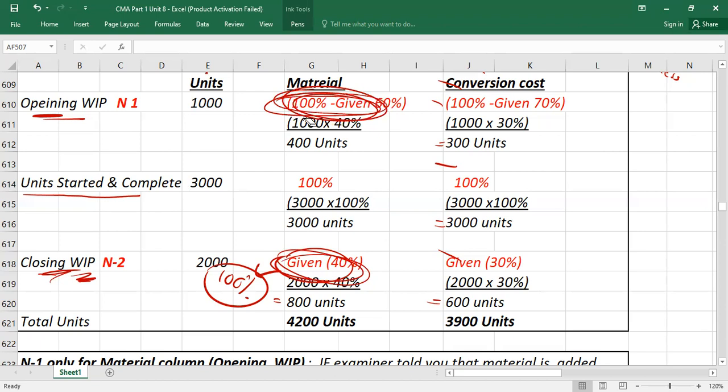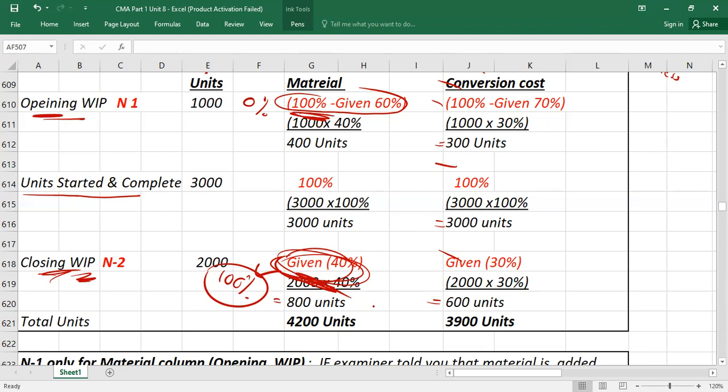If material is added during the process, I'll use 100 minus the given. But if material is added at the beginning of the process, I'll use which percentage? Zero. Why? Because this opening work in process is coming from last year, and material is added at the beginning of the process. It was added last year. So this year, the current year, you are not going to do anything. That's why it will become zero. Only these two things will change.